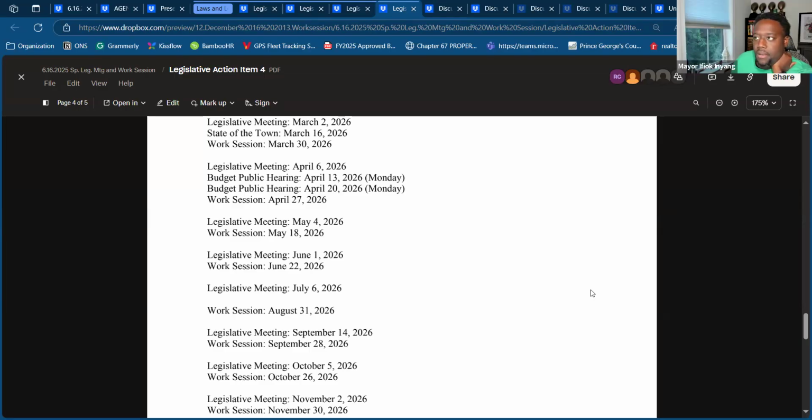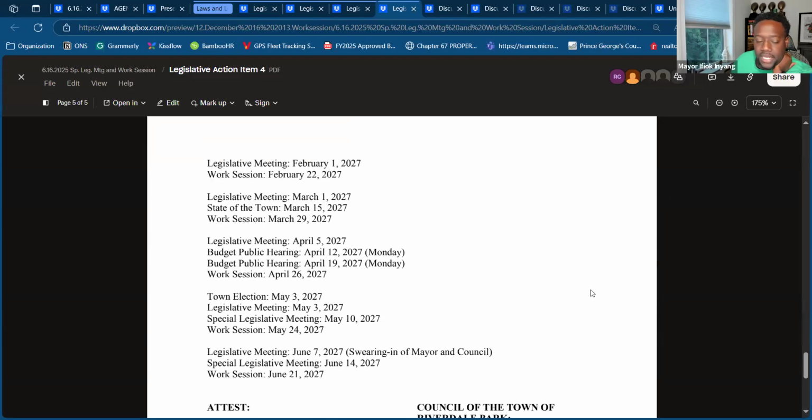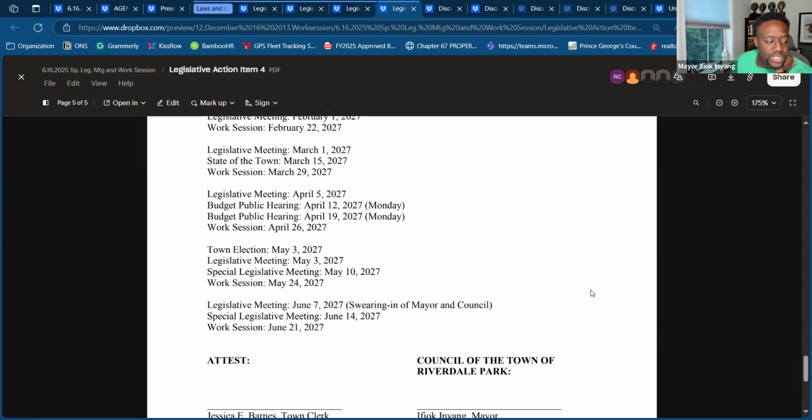Just to point out, starting from the back, the swearing in of the mayor and council will be considered a legislative meeting. That will be on June 7th. And then building in the legislative session and the work session for that month. That's a clarification that I wanted to call out, in line with what we did this year, but making it clear for the next election.